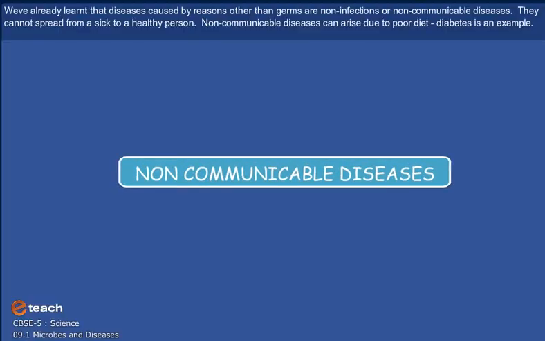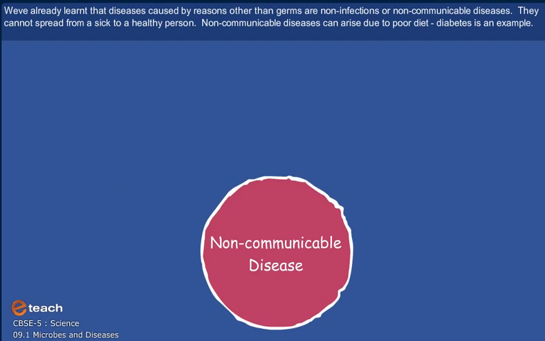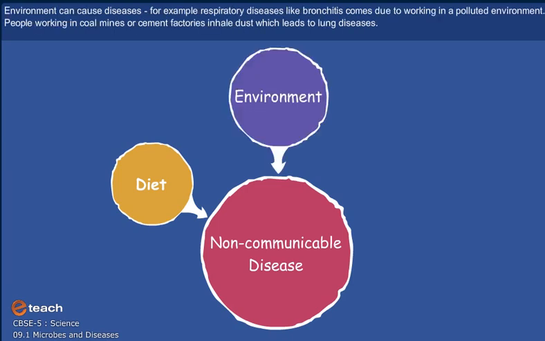We've already learned that diseases caused by reasons other than germs are non-infectious or non-communicable diseases. They cannot spread from a sick to a healthy person. Non-communicable diseases can arise due to poor diet. Diabetes is an example. Environment can cause diseases. For example, respiratory diseases like bronchitis come due to working in a polluted environment. People working in coal mines or cement factories inhale dust, which leads to lung diseases.